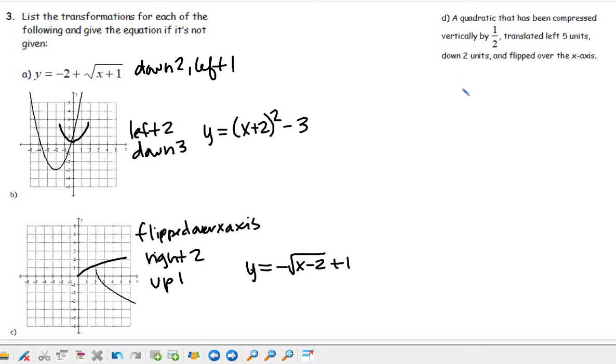A quadratic that's been compressed vertically by 1/2, translated left 5 units, down 2 units, and flipped over the x-axis. So the flip needs to come first, so negative. A vertical compression is on the outside, 1/2. It's a quadratic, so I'm going to have my parentheses squared. Left 5 units, remember inside is opposite, so +5, and then down 2 would be -2 on the outside.